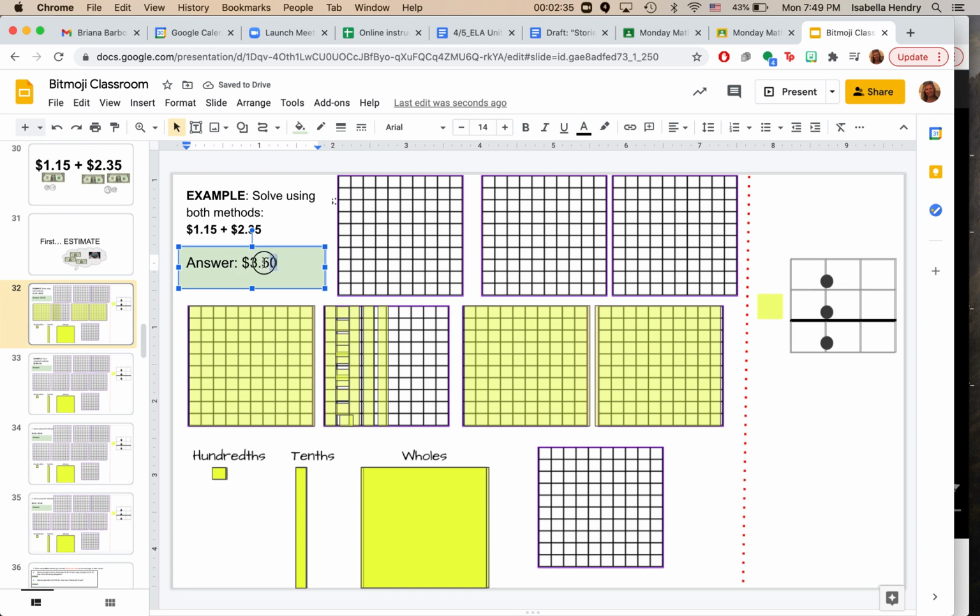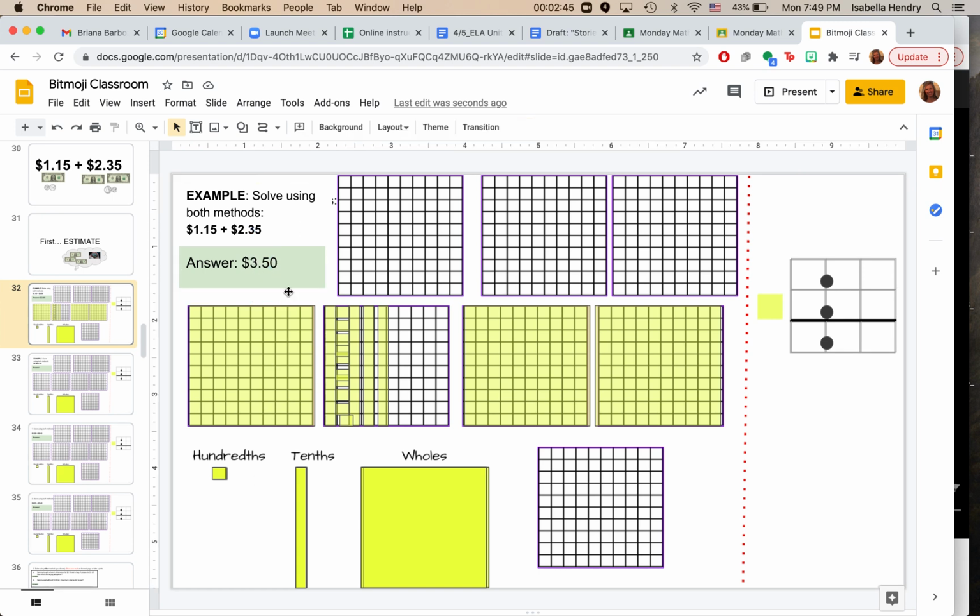And the reason you write the 50 is because with money, we're always really talking about hundredths because pennies are hundredths. So this is just kind of the tradition of how people write it. So we add $1.15 with $2.35, and we get $3.50. So the other way you can think about it is this is 50 hundredths.